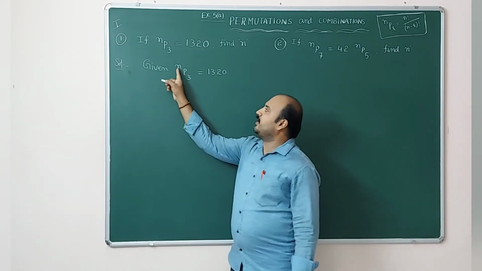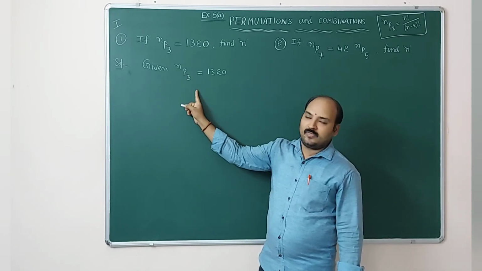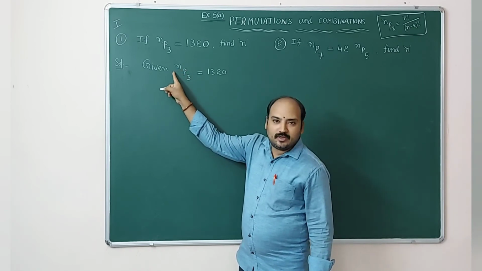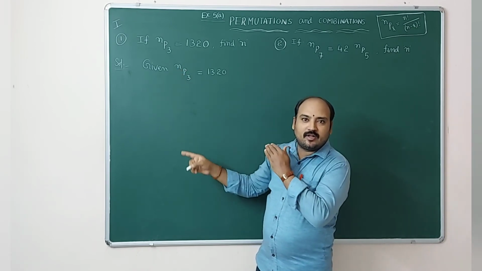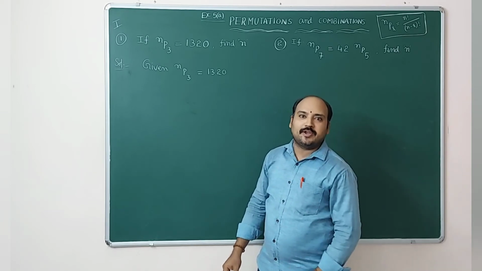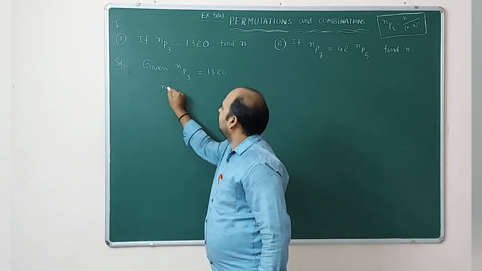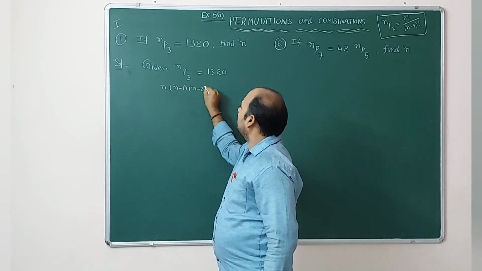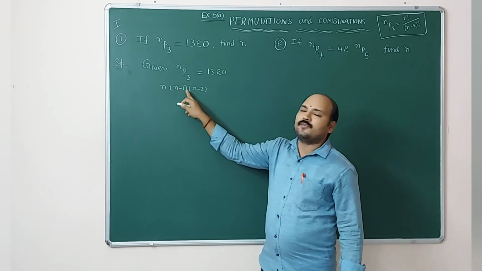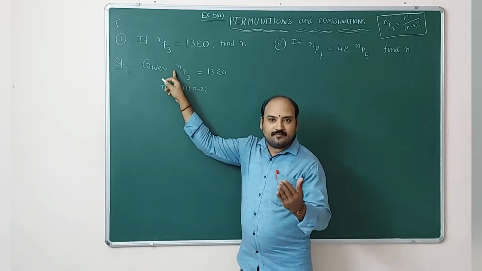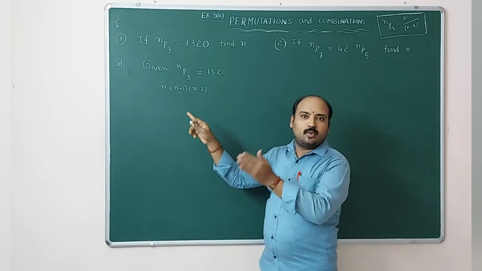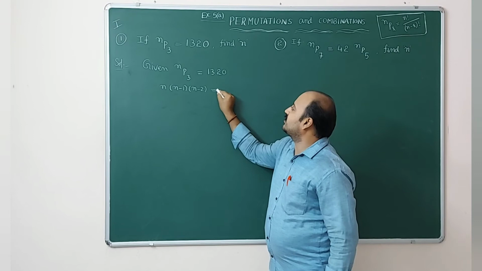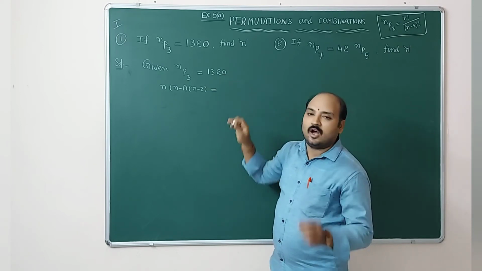Here the meaning of nP3: the 3 means including n in decreasing order, you have to write the product of 3 terms, reducing by 1 each time. So n into n minus 1 into n minus 2, which is equal to 1320.